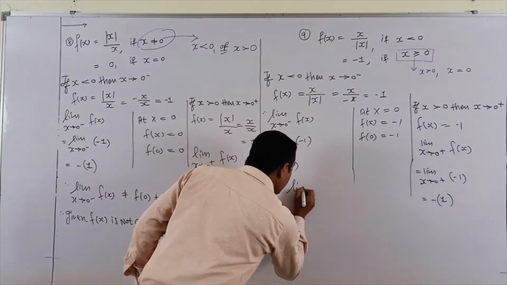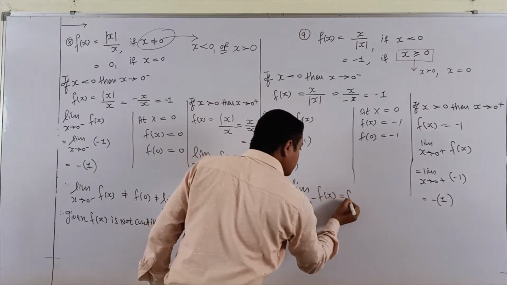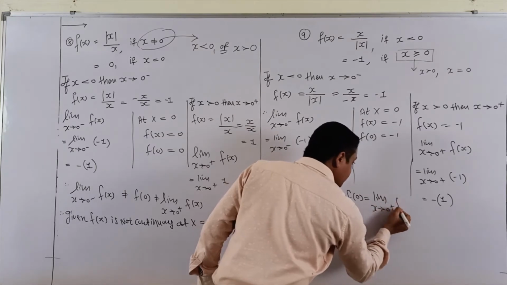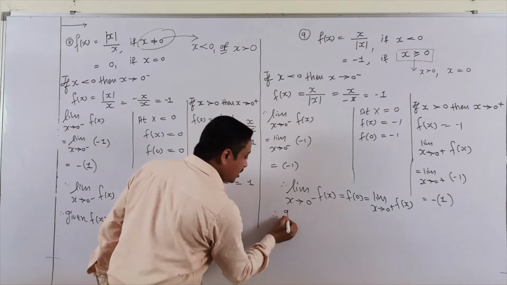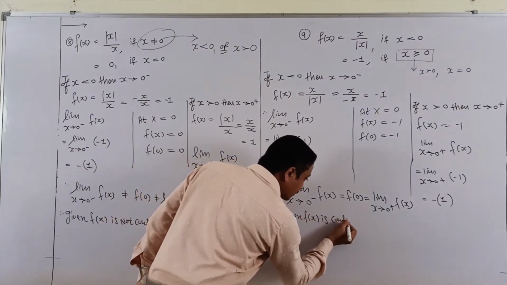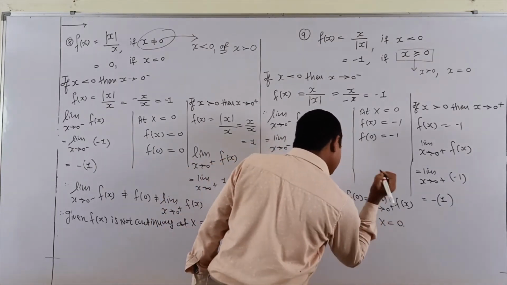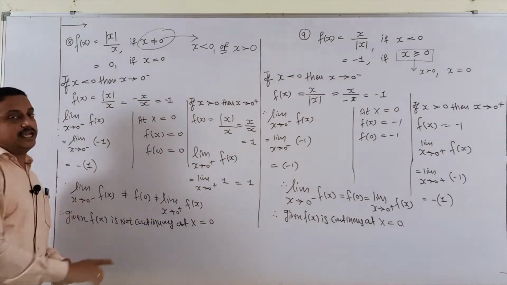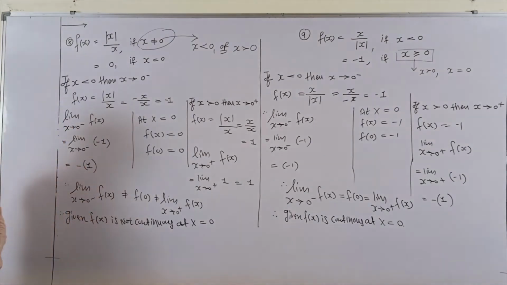So finally I write down: limit as x tends to 0 minus of the function is equal to f(0) and is equal to the limit as x tends to 0 plus of the function. So finally I show that, therefore, the given f(x) is continuous at x is equal to 0. And here my 8th question and 9th question are easily over.